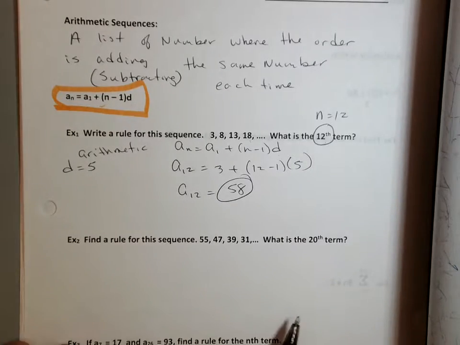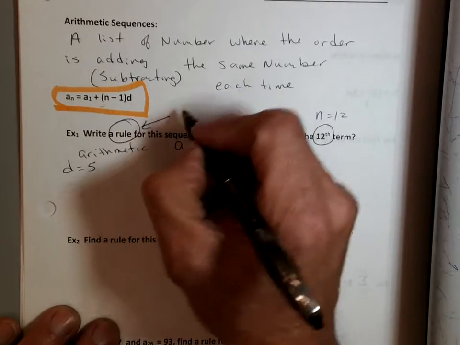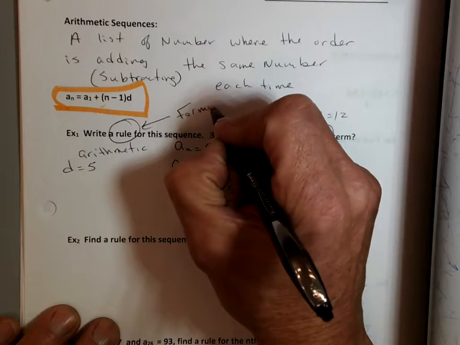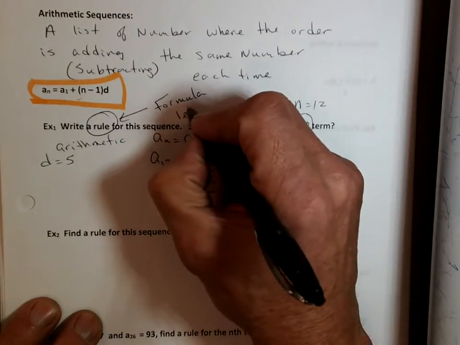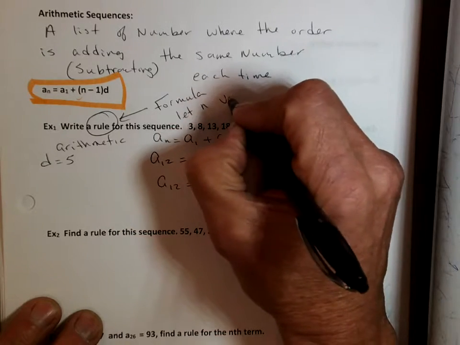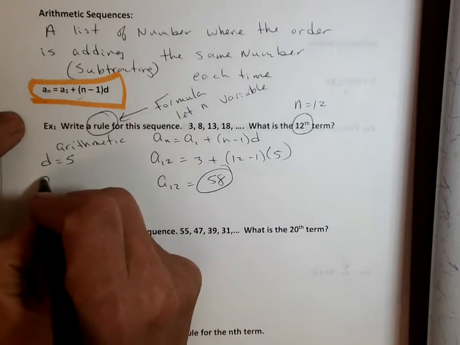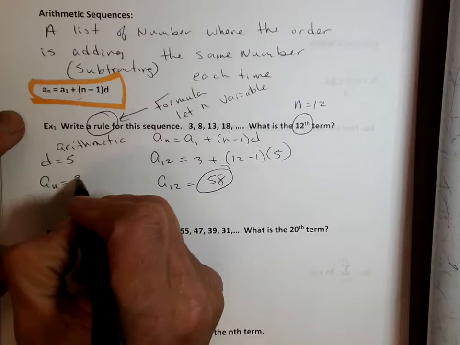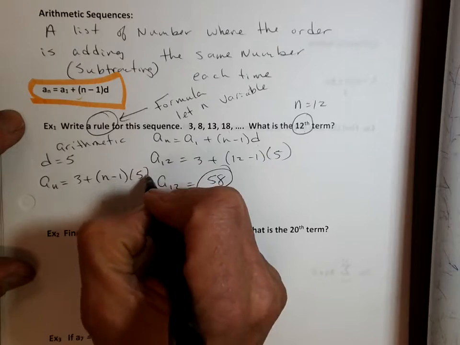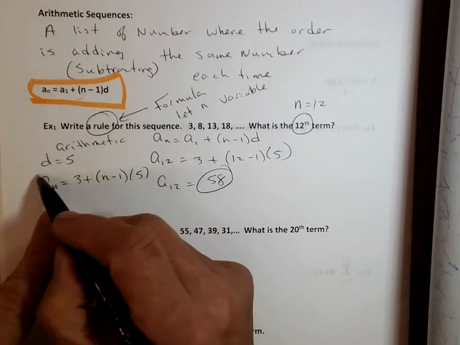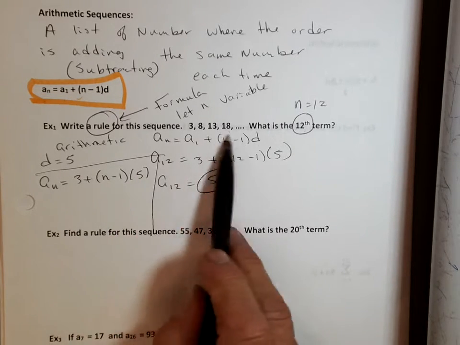Now, if we also want a rule for this, then we need a formula. Anytime you need a formula, you need a variable. So we're going to let n be our variable. I'm going to go ahead and rewrite it as a of n equals 3 plus n minus 1 times 5. That is my formula, or my rule. This formula or rule will create our sequence, but I can simplify this a little bit.